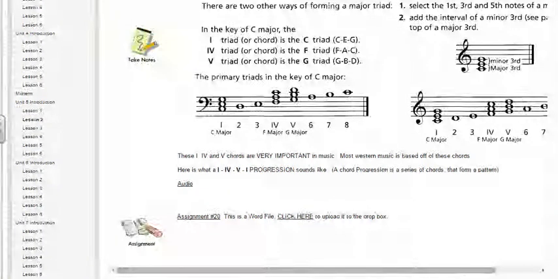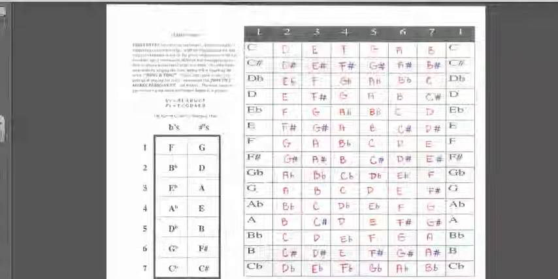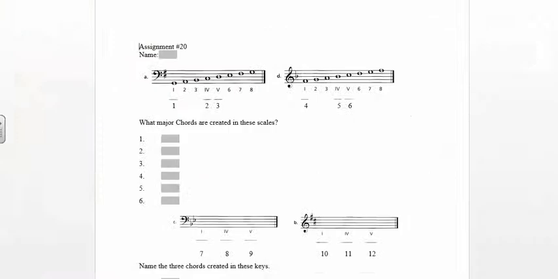But then if you look at your scale, the F is the 4 of the scale, so we use the Roman numeral 4. The G is the 5 of the scale, so we use the Roman numeral 5. So on that first assignment, they want you to find the 1, the 4, and the 5 chords in different keys. So we're not using C anymore.